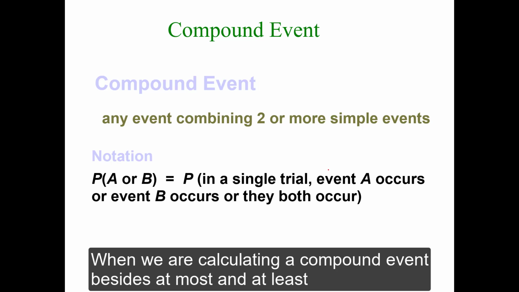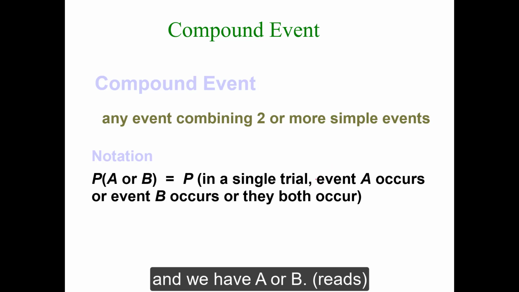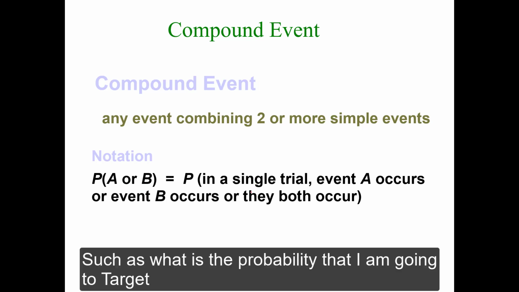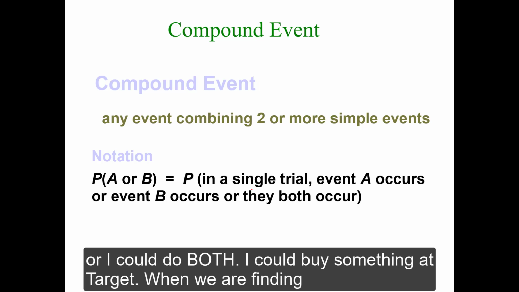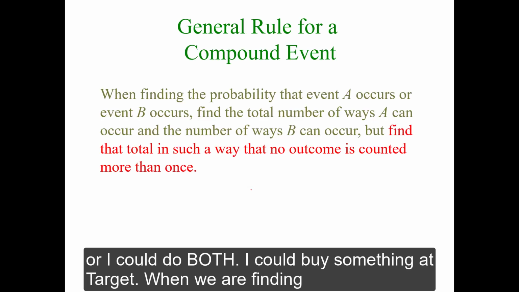When we're doing a compound event, if we have A or B, what that means is in a single trial, either event A occurs or B occurs or both occur. Such as, what's the probability I'm going to go to Target or buy something today? I could go to Target, I could buy something today, maybe not at Target, at Amazon, or I could do both. I could go to Target and buy something at the same time.